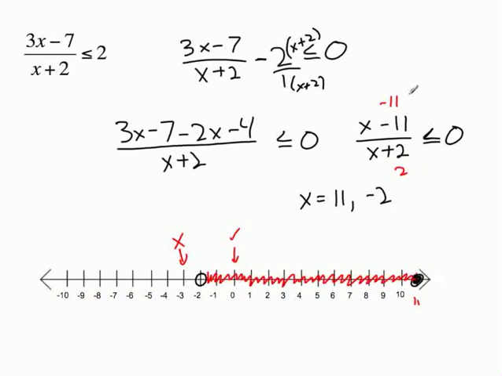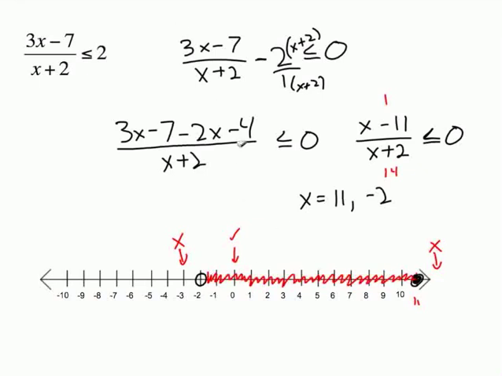And for my last one, I'm going to pick something above 11. So let's pick, I don't know, 12. So 12 minus 11 is going to be 1, and 12 plus 2 is 14. 1 over 14 is positive, and that is not less than 0. So this does not work. So my answer is pretty much everything in between here.